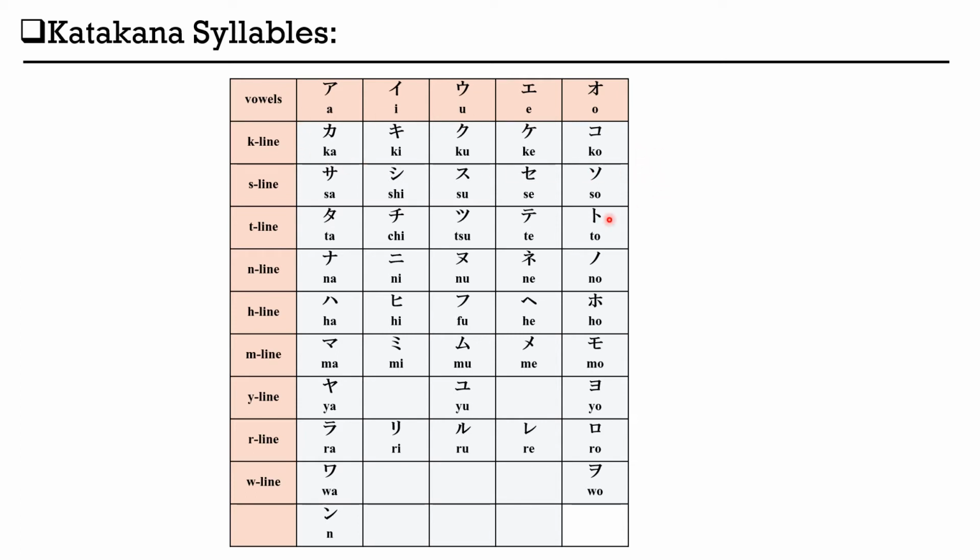In the same way, to get S sounds, T sounds, N sounds, H sounds, M sounds, Y sounds, R sounds and W sounds, you have to do the same procedure: merge the consonant with the vowels in the top, by which you will get each sound. Please make a note, which I have already explained, that N is a special consonant which doesn't depend on any vowels. For any doubts in this chart formation, I request you to watch my previous hiragana video, where I have explained in detail the various doubts which might arise.